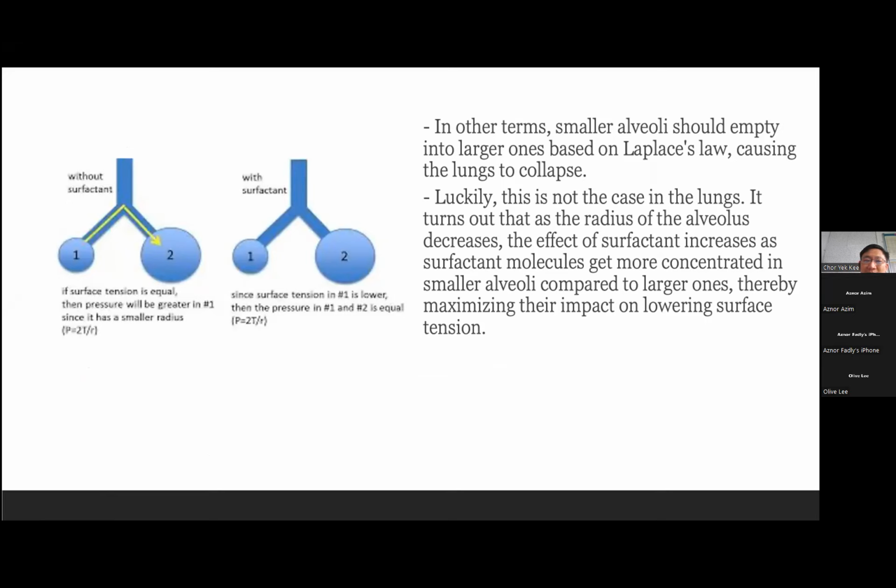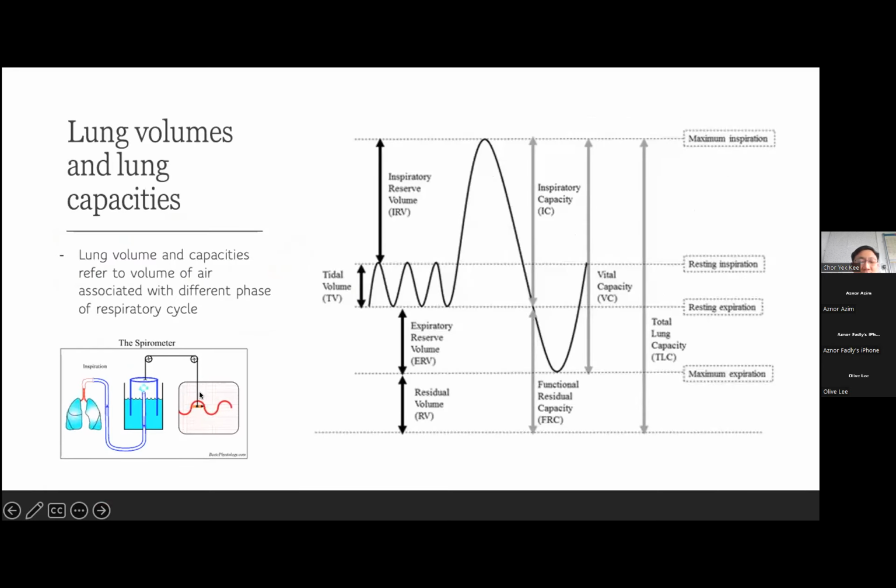Okay, so this is about the Laplace law. Our alveoli don't collapse from smaller alveoli into the bigger alveoli because of the presence of surfactant. Next, talking about lung volume and lung capacity. Basically, lung volume and capacity refer to the volume of air associated with different phases of our respiratory cycle.